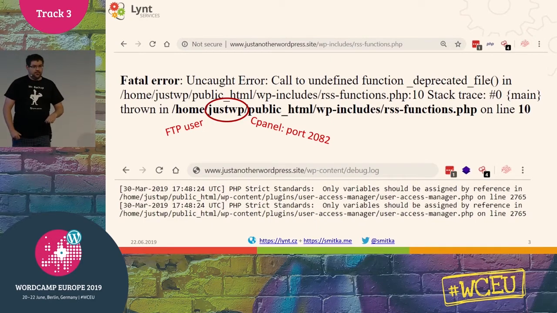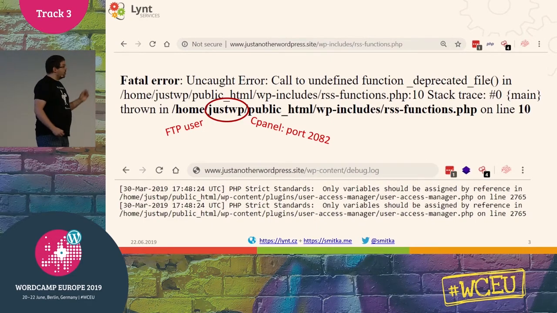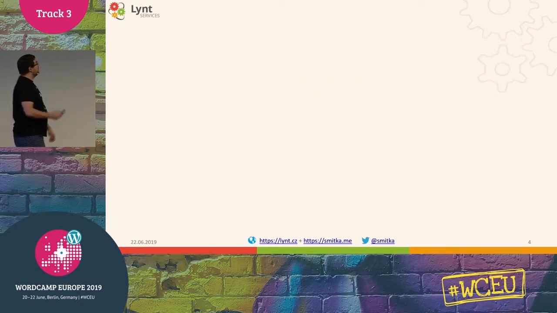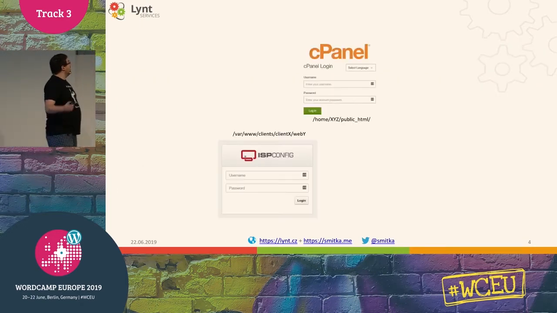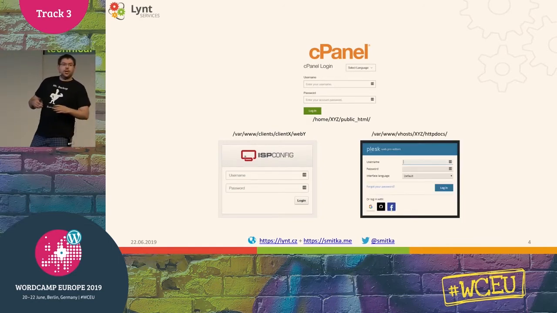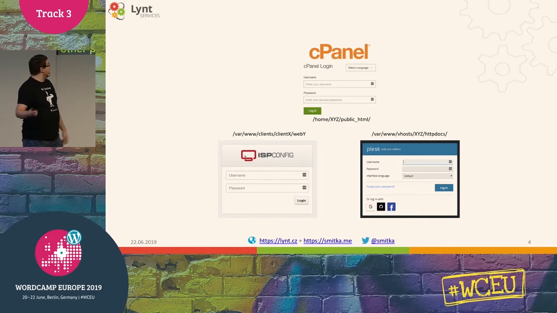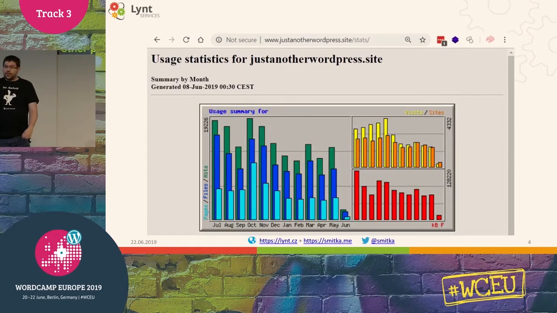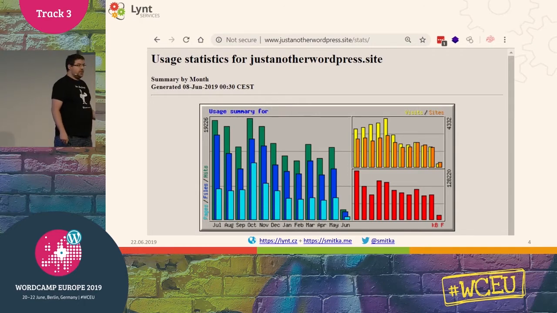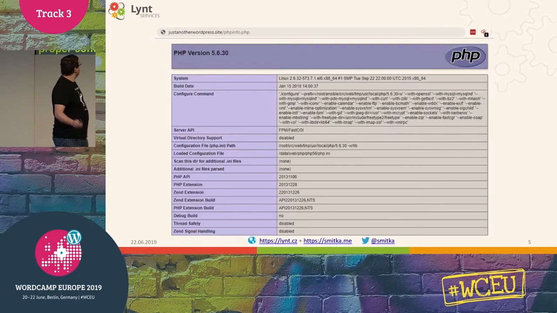Another source of error messages is the debug log, and when it was enabled, we can find extensive information about technical issues on that site, and they are usually caused by outdated plugins. This is a cPanel or any other panel, and this kind of system usually allows you to enable statistics very easily, and without proper configuration, they are publicly available. So now we have all information about website traffic.